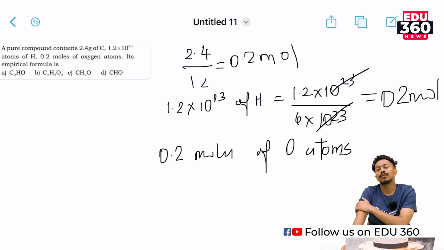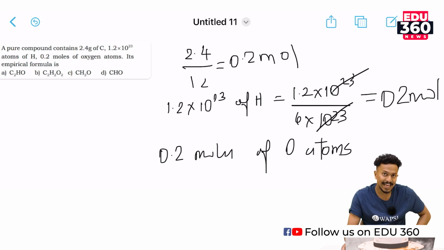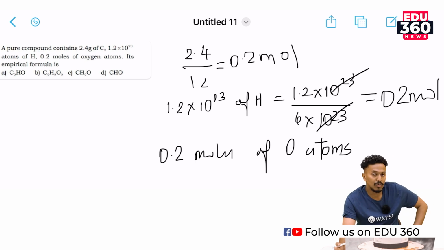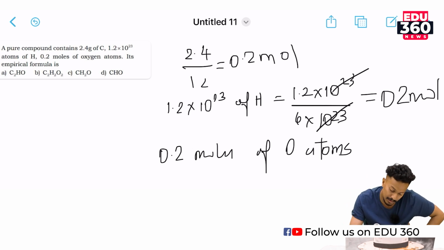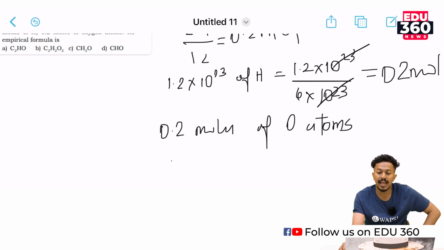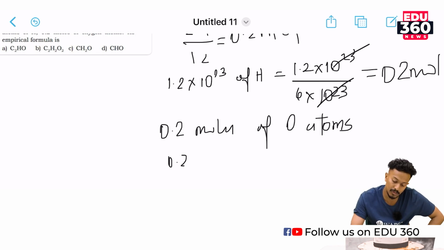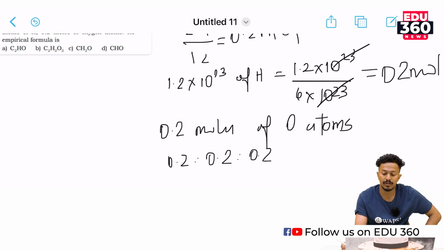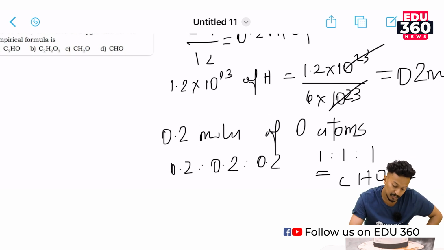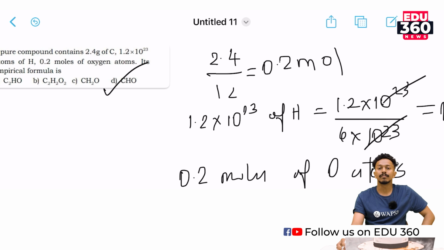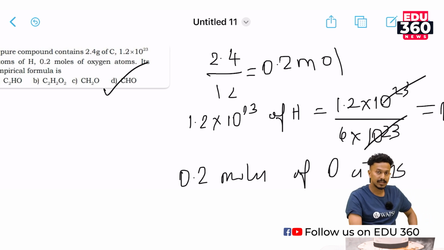Before finding the empirical formula, we have to find the ratio of moles of each of C, H and O. We have 0.2 moles of carbon, 0.2 moles of hydrogen and 0.2 moles of oxygen atoms. Its empirical formula would be CHO, the ratio being 1:1:1. The correct option would be option number D, CHO. The empirical formula of this compound is CHO.